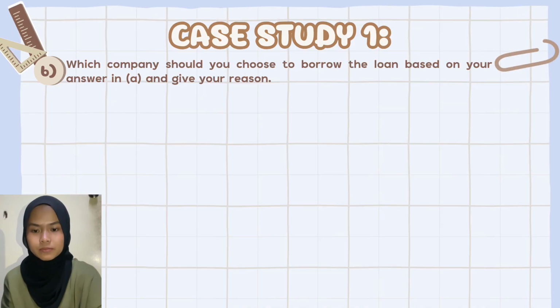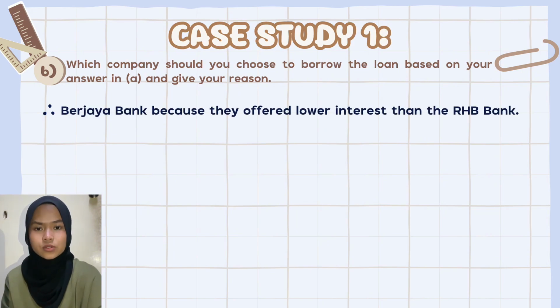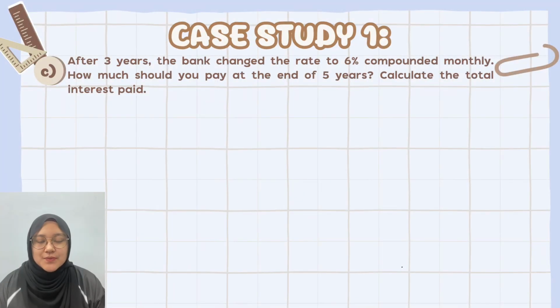Next, question 1B, which company should you choose to borrow the loan based on your answer in A and give your reason. So it shows clearly that we have to choose Berjaya Bank because they offer lower interest than the RHB Bank. Now, I will continue with this question C. After 3 years, the bank changed the rate to 6% compound monthly. How much should you pay at the end of 5 years? Calculate the total interest paid.